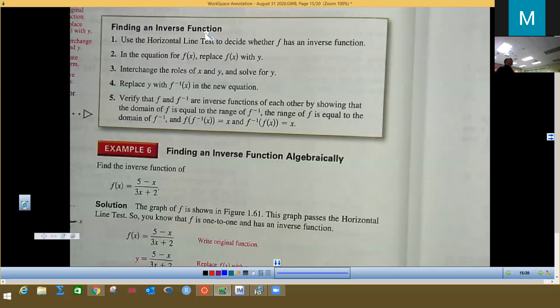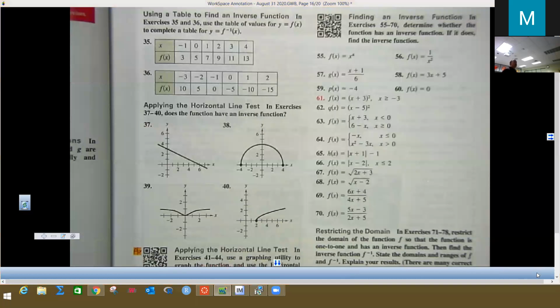Now, to find the inverse of a function, you are supposed to flip-flop the x and y and then solve for y. And then you would put the inverse notation back in. And I think we're going to do one of those in a little while.